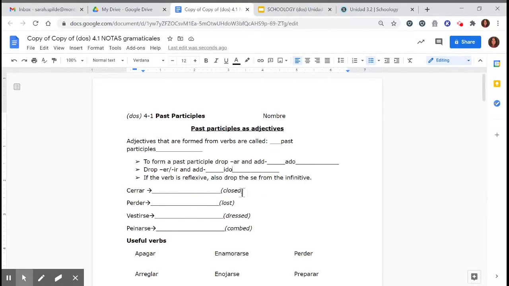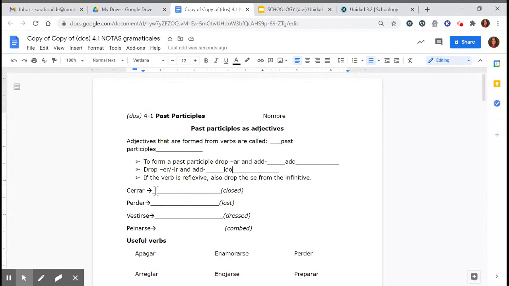So let's take a look at some examples. So cerrar is to close. Now that is our verb. So if I said, for example, I closed the door, that is functioning like a verb. It's telling me the action. However, we're using this as an adjective, a describing word. So this would work in a sentence like the door is closed. So I'm talking about and describing that door.